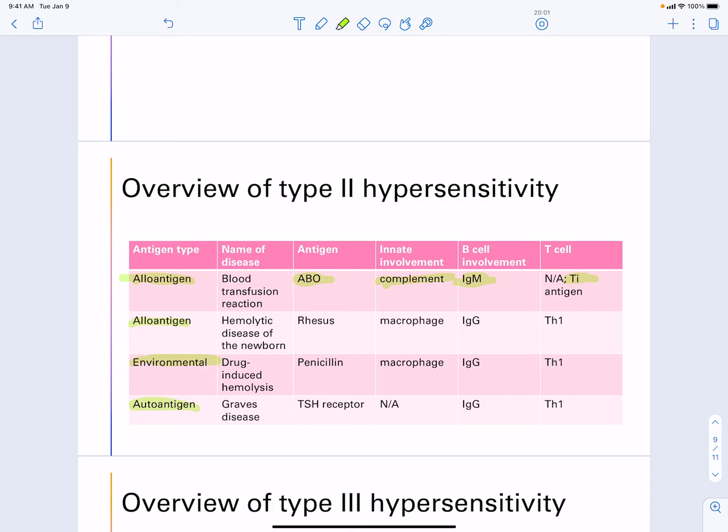Another antigen is going to be a rhesus antigen, and this is going to cause hemolytic disease of the newborn. This is going to be mediated by macrophages. It's going to have IgG, and so this is a Th1 response. Drug-induced hemolysis, this is where you have penicillin. That's going to bind to the surface of a red blood cell, and this is caused by a macrophage going to eat those red blood cells due to opsonization by IgG and Th1 again. Graves' disease is an agonist antibody binding to the thyroid stimulating hormone receptor. This is an IgG and Th1 response.